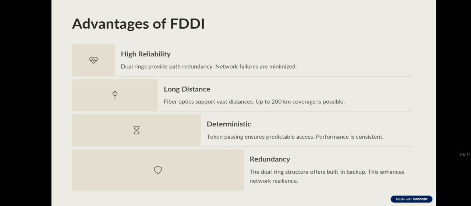Next, we'll see some advantages of FDDI. High reliability. The dual ring structure ensured continuous operation even if one ring failed. Long distance coverage. Fiber optics allowed connection up to 200 km, far beyond the capability of Ethernet at the time. Deterministic access. Token passing ensured predictable and scheduled access to the network, unlike collision based systems. Redundancy. The backup ring provided automatic failover capabilities.